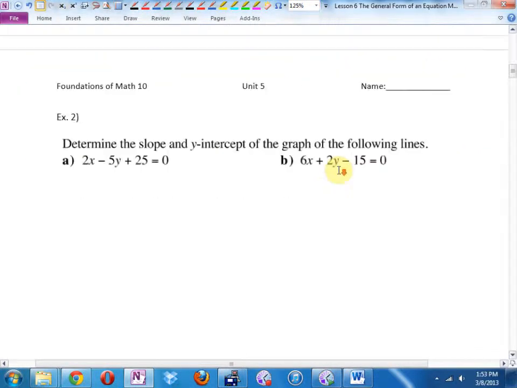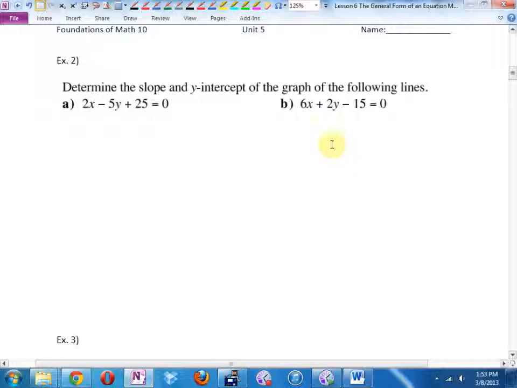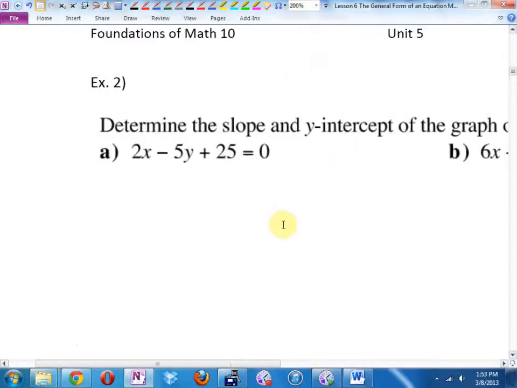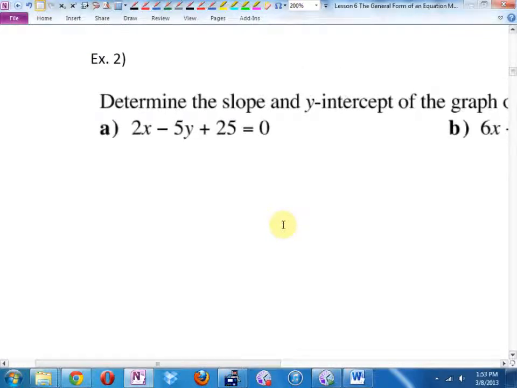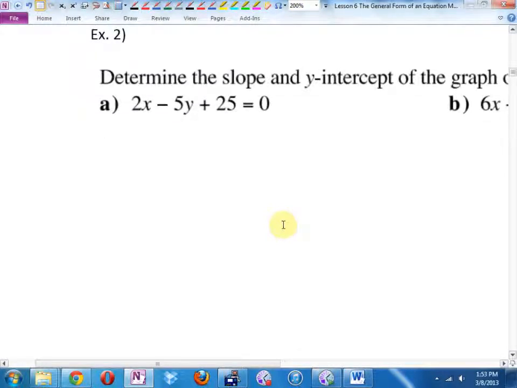Turn the page. Now they've given me an equation in general form. How do I know? Because it's equal to 0. They want me to find the slope and the y-intercept. How can I do that? Now I can get the y by itself. How would I get the y by itself here? What would my first step be?